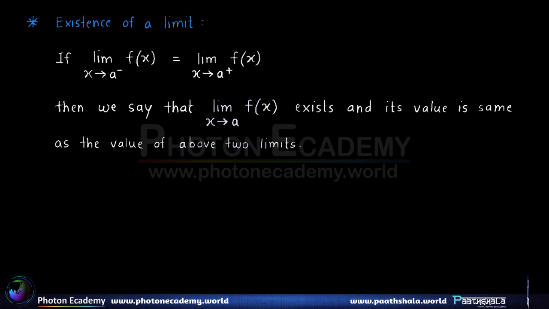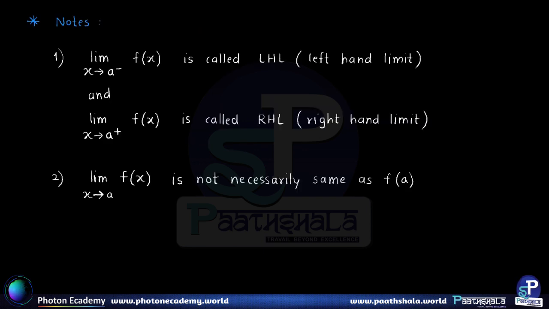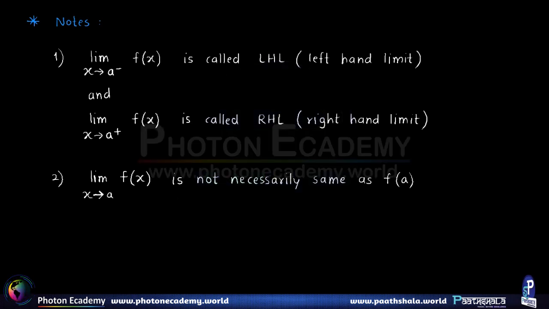Okay, now moving on, let us recap the important points here. The first limit, shown as limit of f of x as x tends to a minus, is called LHL, that is left hand limit, and the other one, that is limit of f of x as x tends to a plus, is called RHL, that is right hand limit, as we have already seen.